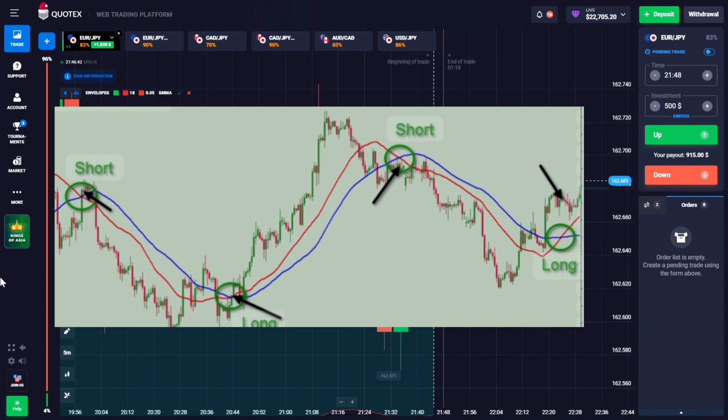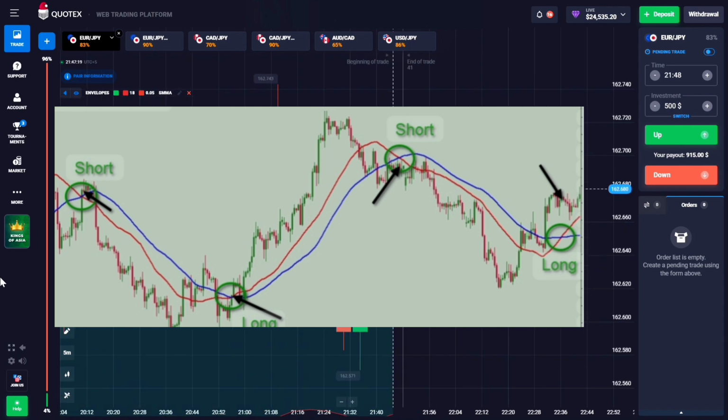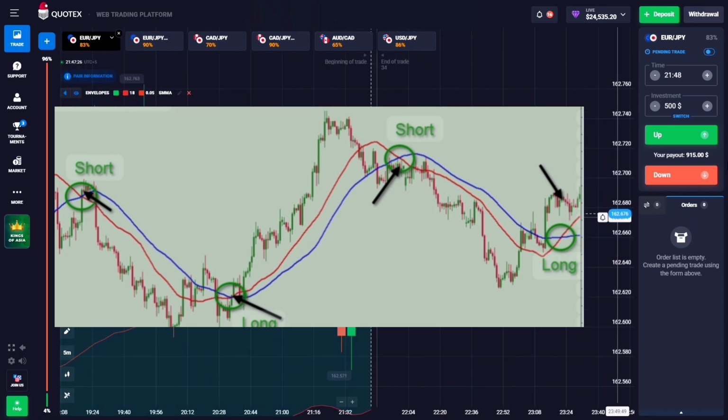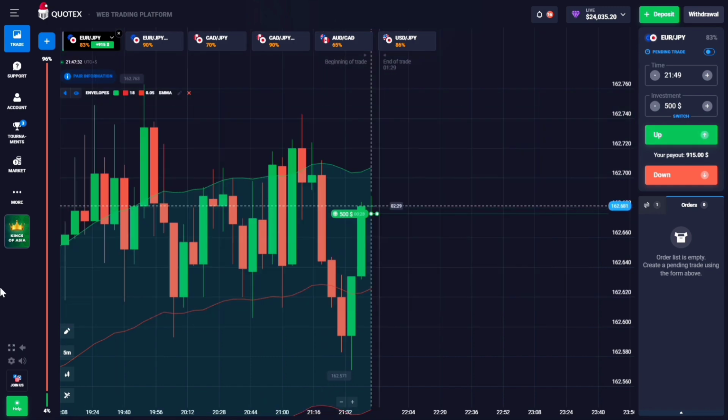Crossover strategy. Combine SMMA with another moving average. Look for crossovers. When the SMMA crosses above another moving average, it's a buy signal. When it crosses below, it's a sell signal. Divergences. Compare SMMA behavior with price action to spot potential reversals.